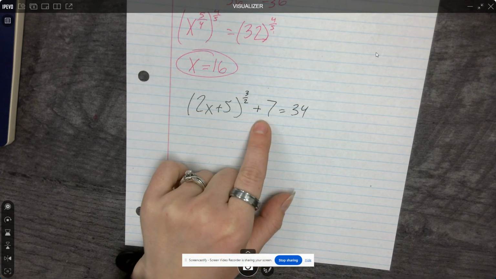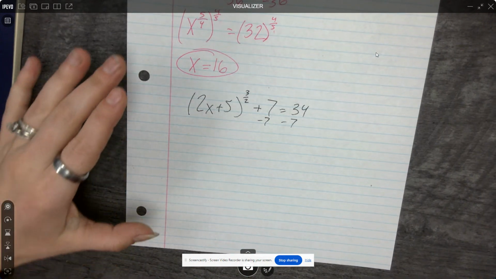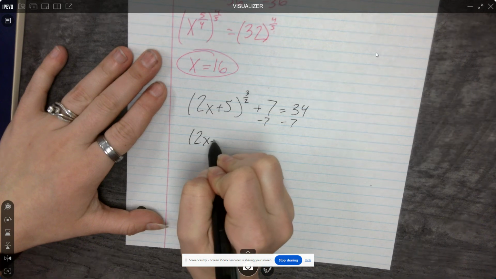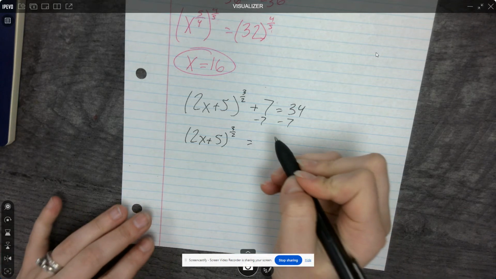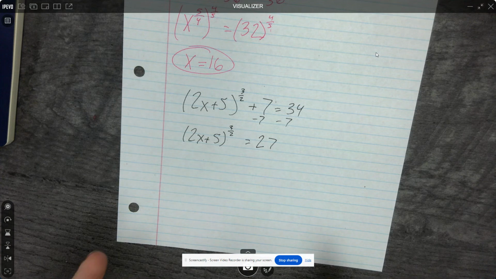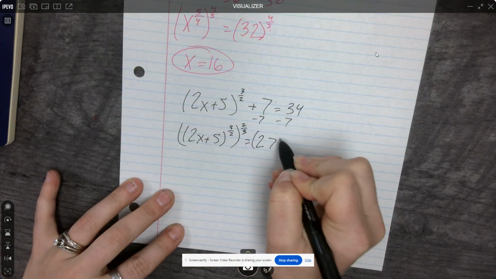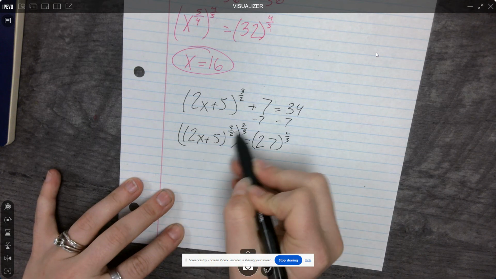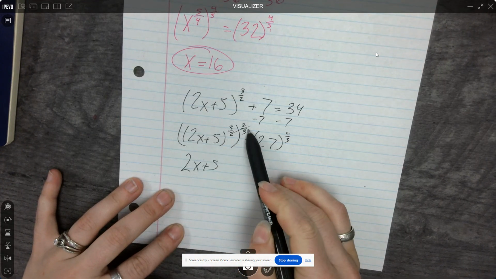So I need to get rid of this plus 7, which I do, of course, by subtracting 7, right? So that gives me still in parentheses 2x plus 5, all to the power of 3 over 2, equals 34 minus 7 is 27. I have everything outside of my parentheses taken care of, so now I move on to my exponents. I need to get rid of that power of 3 over 2. I'm going to do that by applying the reciprocal power, so 2 over 3 to both sides. That cancels out these, leaving you with 2x plus 5. It doesn't affect what was in your parentheses, it just cancels out your powers.